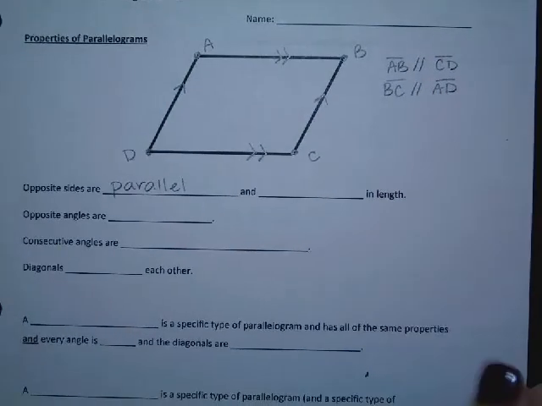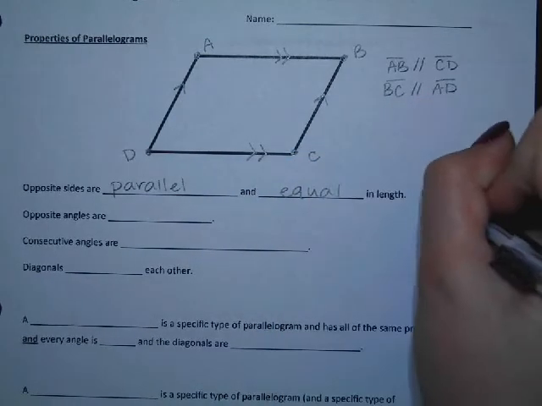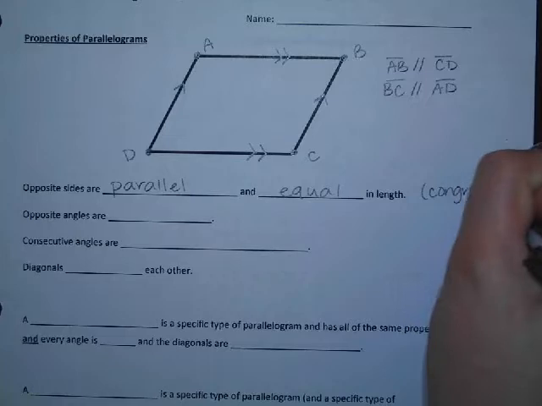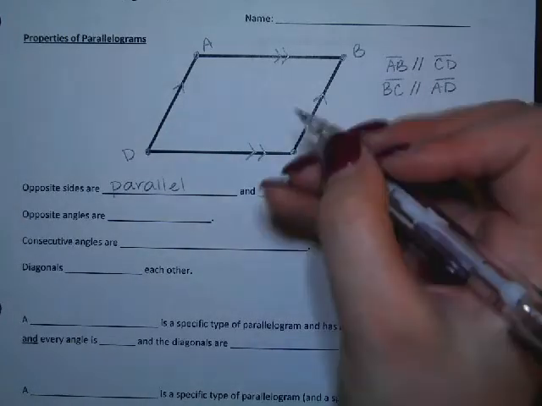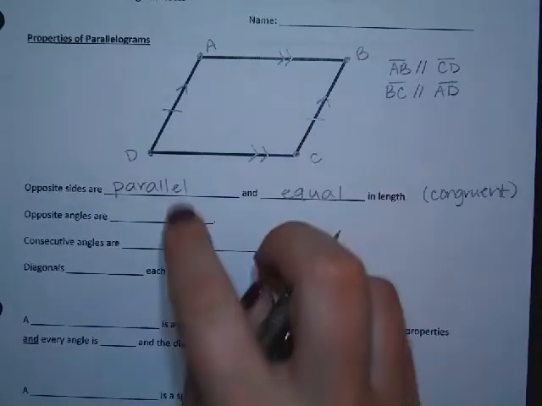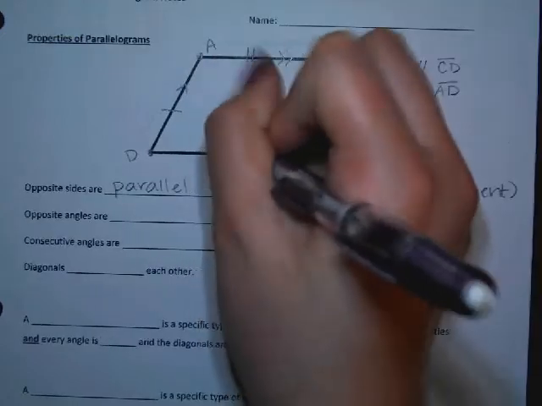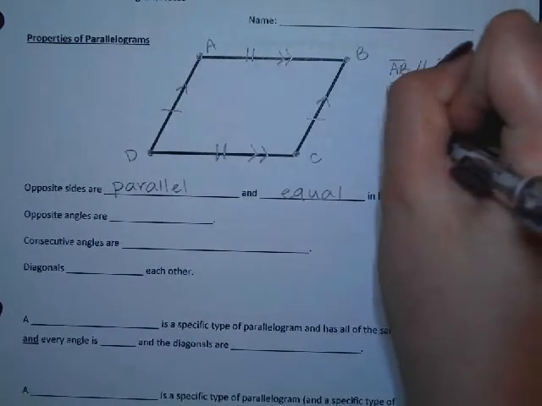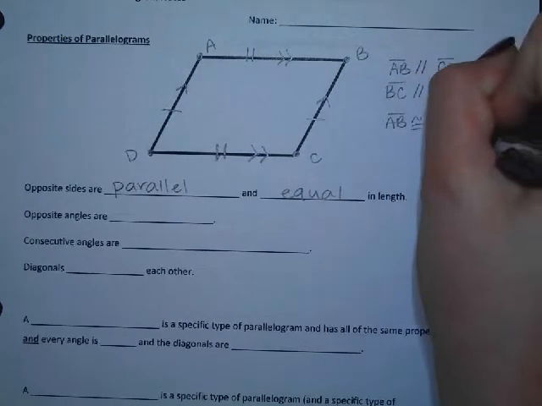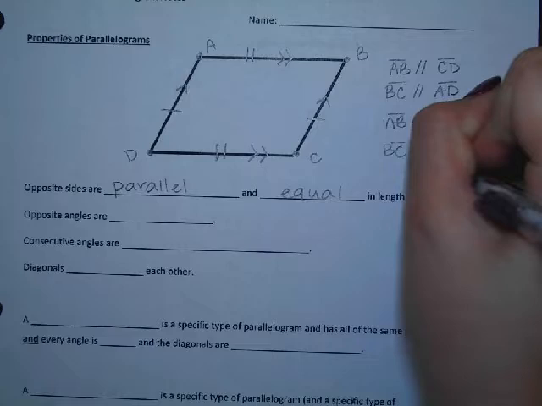These sides are also equal in length, and the word that we use for that is congruent. If they are the same length, they are congruent. And to mark that, we do one little tick mark, and then two tick marks. So we have AB is congruent to CD, and BC is congruent to AD.